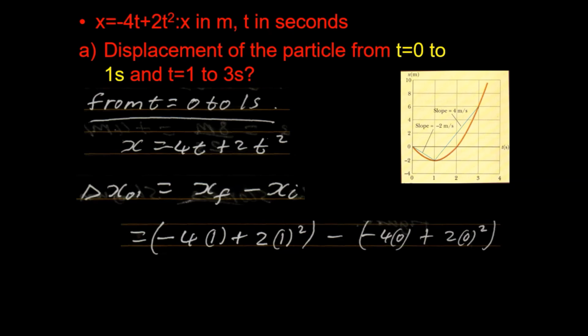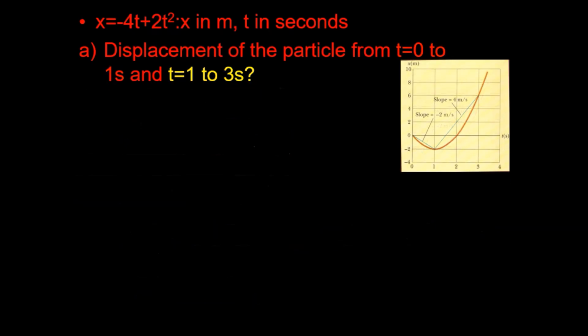Of course, if you're doing this on an assignment or exam, I wouldn't expect you to show this extra step with all these zeros in. I'm just putting this in for completeness. It will give us negative 2 meters. There's actually no application of calculus here, just applying the function.